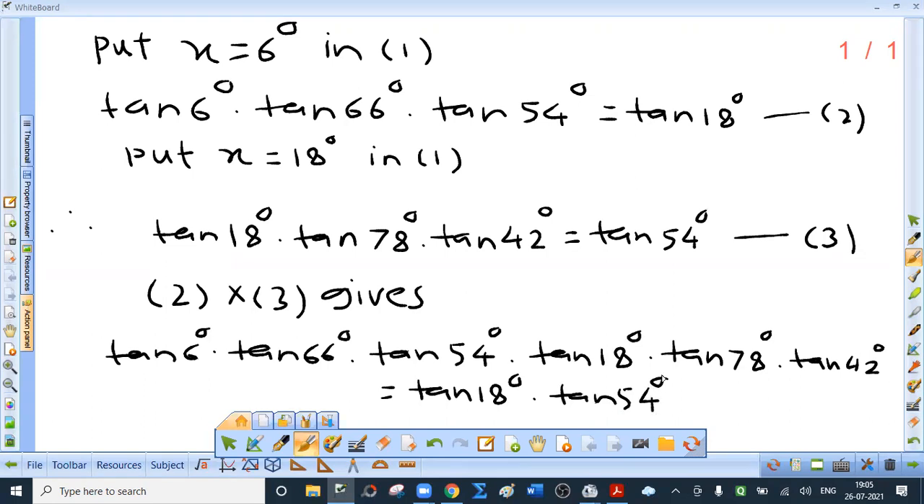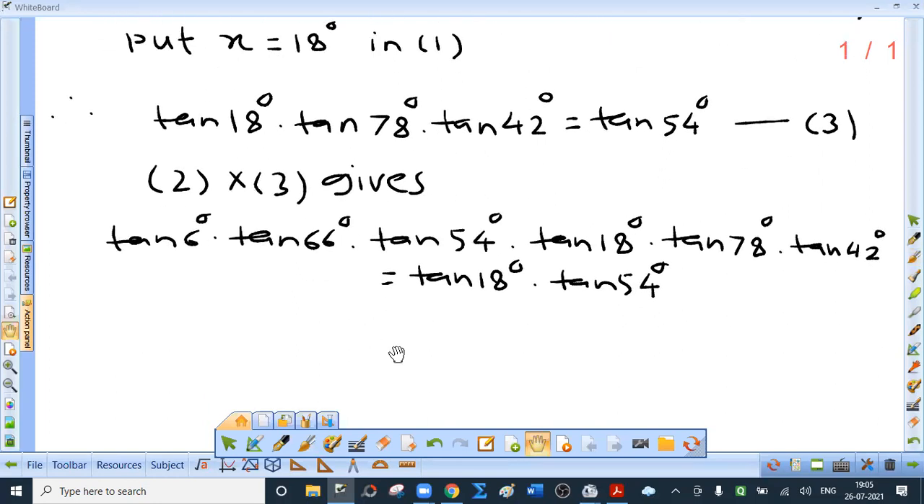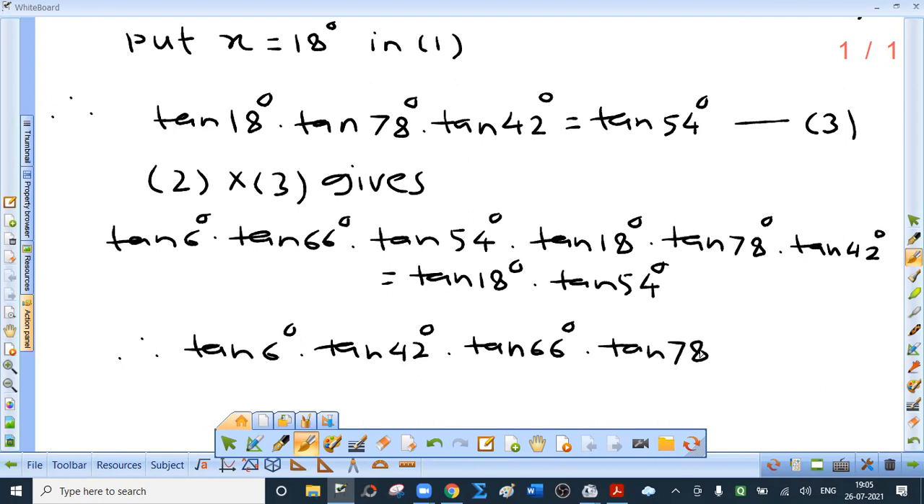Now these are non-zero, so we can cancel these terms. So what remains is tan 6 degree into tan 42 degree into tan 66 degree into tan 78 degree equal to 1. That's it.